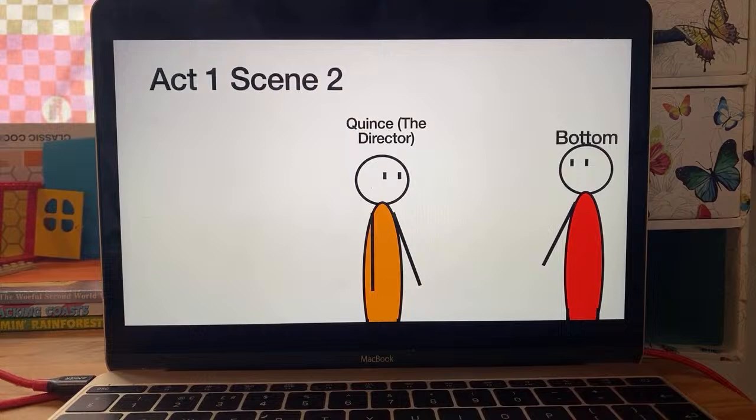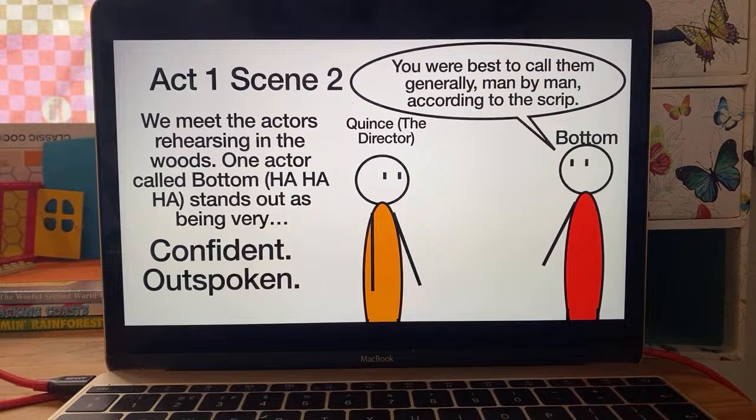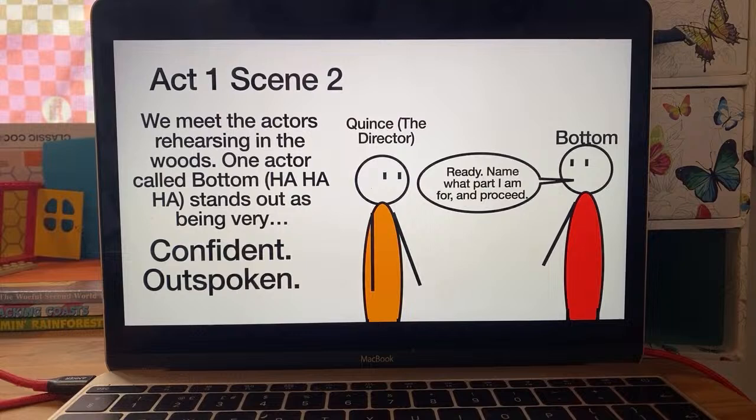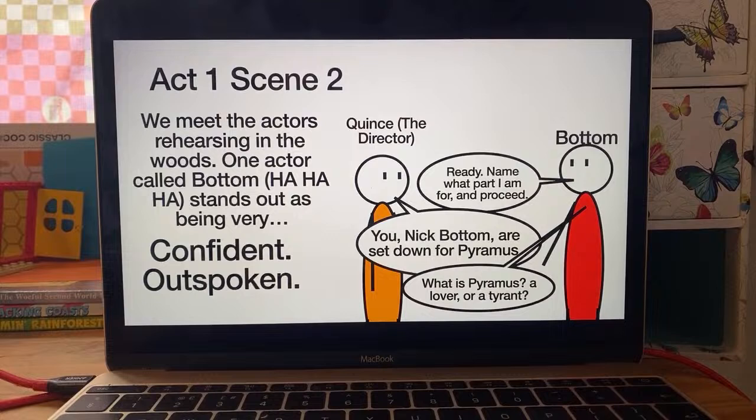I think if we're talking about who has control in this play, that's really interesting. He tells the director, take a register, so the director does. And then Bottom has to ask, what part have I got in this play? And even when he hears what part he's got in the play, he doesn't know what that part is.